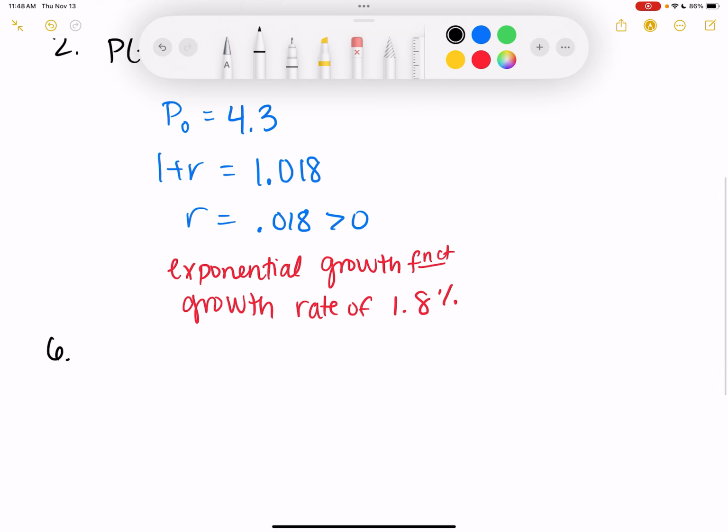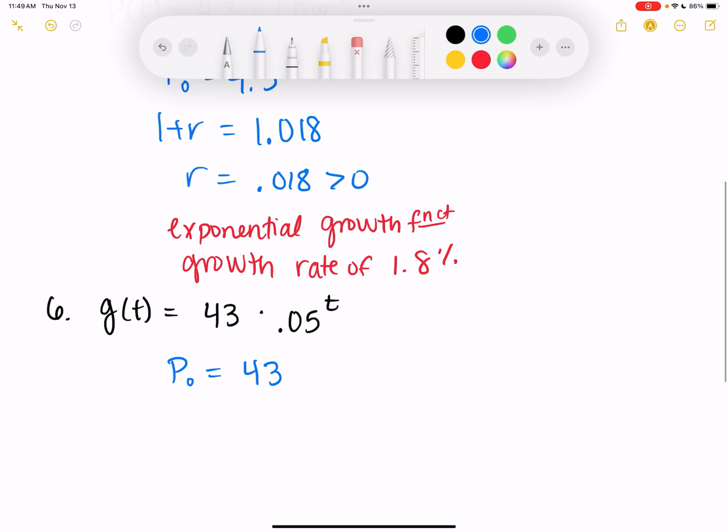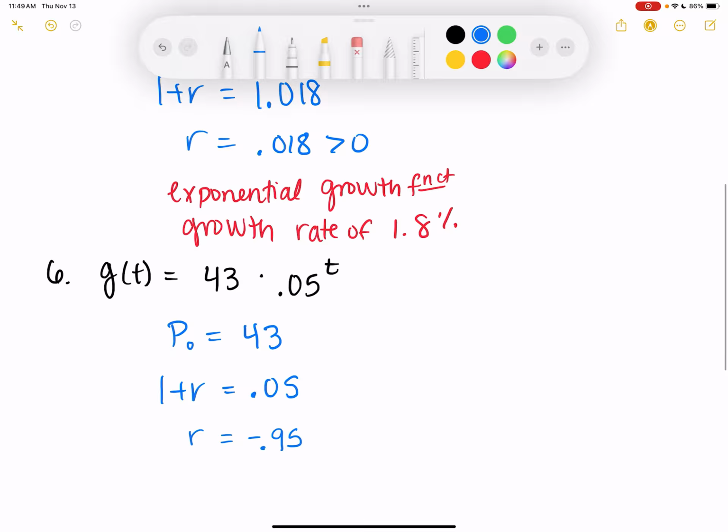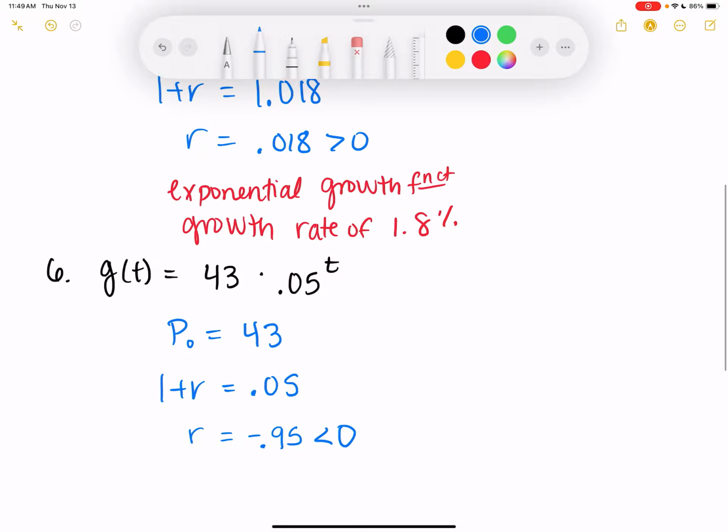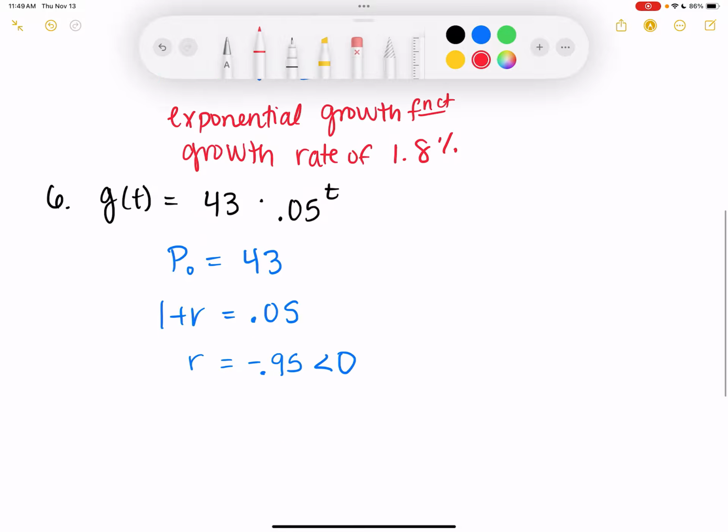Six, G of T is equal to 43 times 0.05 raised to the T. So P0 is 43. 1 plus R is 0.05. So when I subtract 1, R is negative 0.95. That is less than 0. So that means this is an exponential decay function.